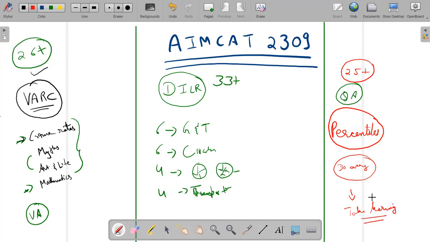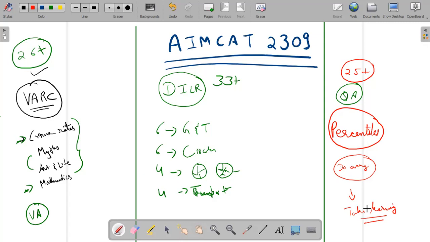You don't have to be worried a lot about this quant, and you don't have to be worried about the people who are scoring 50 plus in this quant, because your score and their score are not related in any manner. Your score is related to the performance of the majority, not the performance of the minority. So with this, we are ending the AIMCAT 2309 analysis.